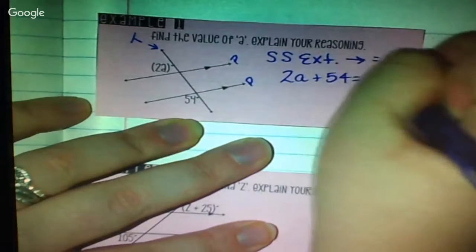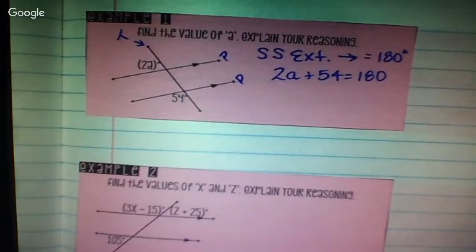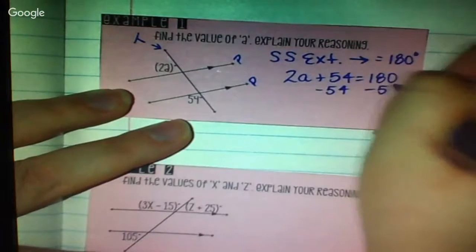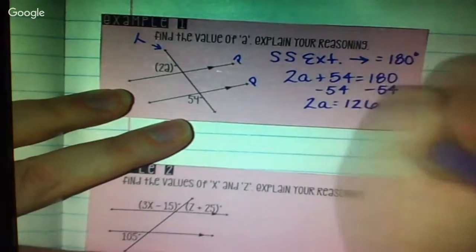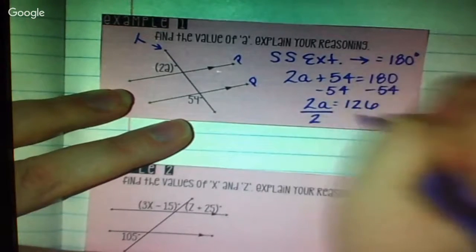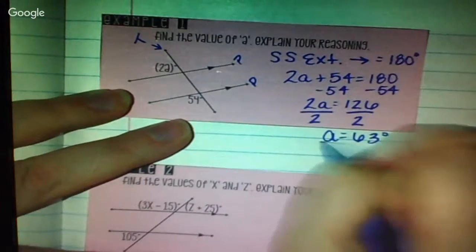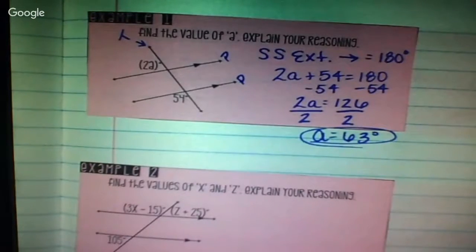Perfect. Okay, they're equal to 180, so that means I need to add them together and set them equal to 180. So now I need to solve for A. First step, subtract 54. So 2A equals 126. Divide both sides by 2. There's your answer. That's exactly what I need. We explain our reasoning. That's explaining your reasoning. They're same side exterior, so you know they're equal to 180.